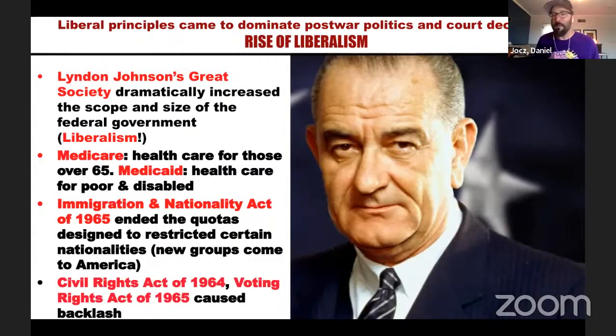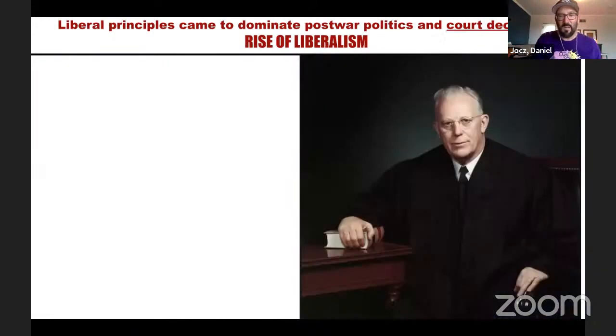And of course, a really big one is going to be the Civil Rights Act of 1964 and the Voting Rights Act of 1965. Those changes, which dealt with the issue of civil rights and voting rights, caused a backlash. Not everyone is happy about these programs, these changes, and the Great Society as a whole. So this is the kind of framework in which you have also the Supreme Court doing things during this time period. And it's really important you know about this court.